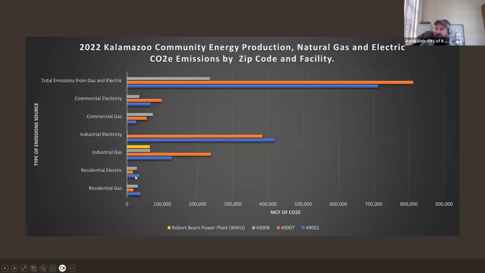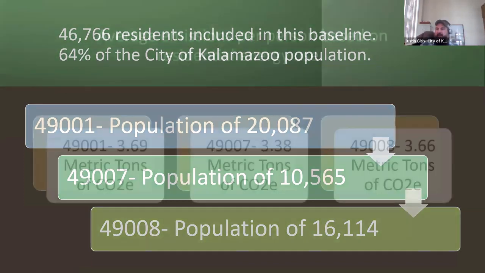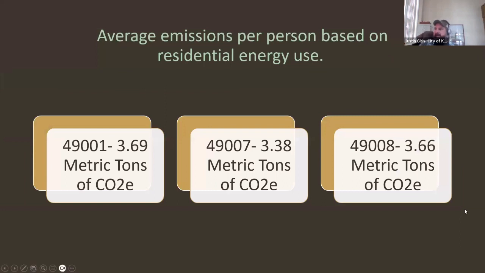And then residential electric, you can see it's high in 49001, and same with residential gas in 49001. Pretty dense neighborhood. So then you look at those neighborhoods a little bit. 49001, population 20,000. 07, population 10,000. 08, population 16,000. So I wanted to see, per person, do any neighborhoods stand out? Where can we focus some efforts? And here you can see 49001 is a little bit higher than everyone else.